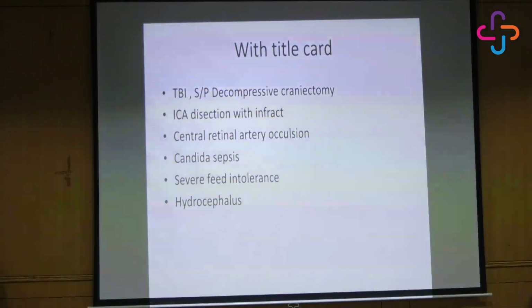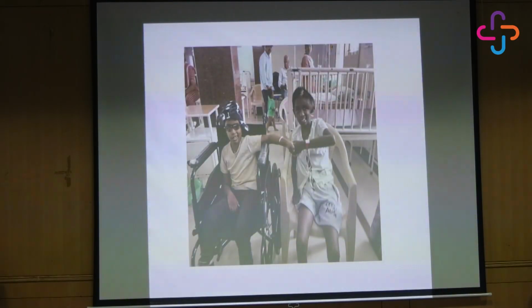This child had severe TBI with decompressive craniectomy, ICA dissection with infarct, central retinal artery occlusion, Candida sepsis, severe feed intolerance and hydrocephalus. This is a picture of the two kids who are doing quite well. They are able to stand with support and vocalizing. Their cognition and comprehension is quite good.